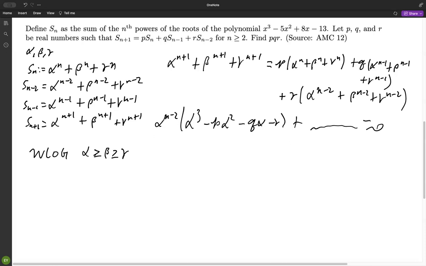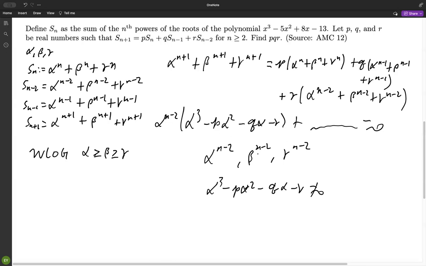And when we look at the coefficients here, we know that we have alpha to the power of n minus 2, beta to the power of n minus 2, and gamma to the power of n minus 2. And let's say that somehow magically adding all these terms led to 0, while alpha cubed minus p alpha squared minus q alpha minus r is not equal to 0. So while this thing right here is not equal to 0, somehow magically the other terms add up to 0.